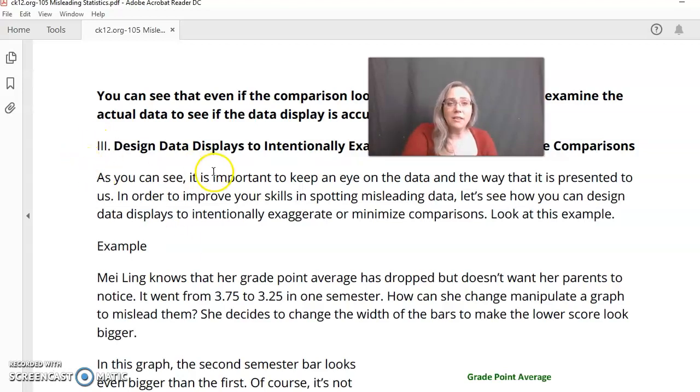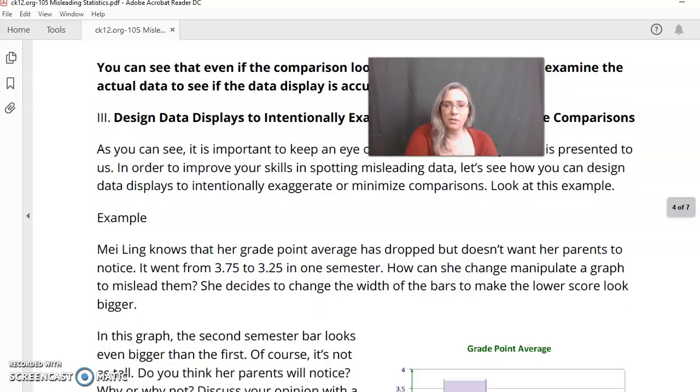Anyway, as you can see, it is important to keep an eye on the data and the way that it is presented to us. In order to improve your skills in spotting misleading data, let's see how you can design data displays to intentionally exaggerate or minimize comparisons. Here's an example. Mei Ling knows that her grade point average has dropped but doesn't want her parents to notice. It went from 3.75 to 3.25 in one semester.